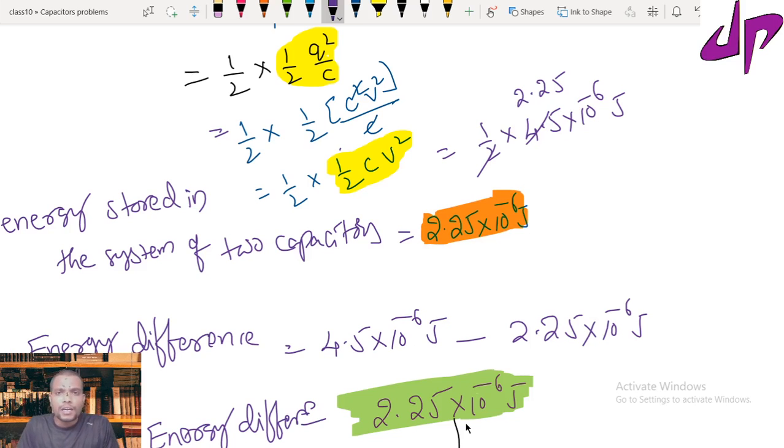So finally, this model says that when an uncharged capacitor is connected to a charged capacitor, first the charge distribution takes place, and second, energy gets lost. That loss in the energy is in the form of heat or electromagnetic radiation.